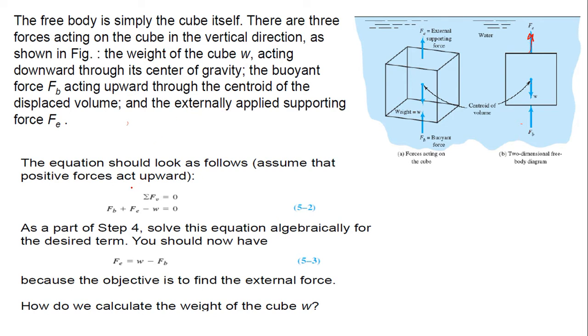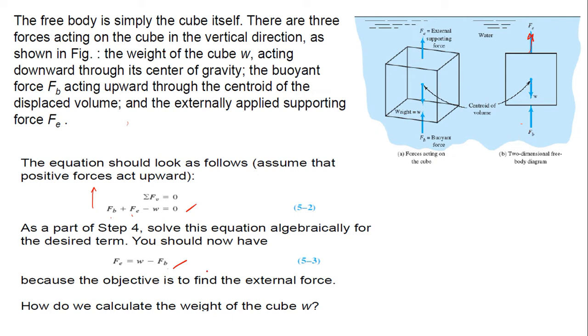When you write your summation of force in the vertical direction is equal to 0, if you take vertical going up as positive, you have FB plus FE, the external force, minus W is equal to 0. Alright, so this is very easy. And then you rearrange the equation because you want to find the FE. FE is equal to W minus FB. So that settles your second equation.